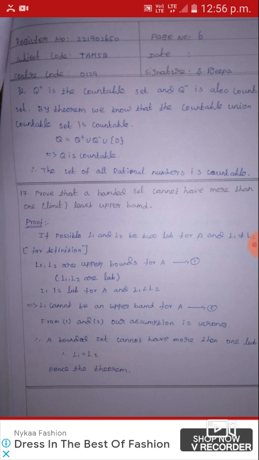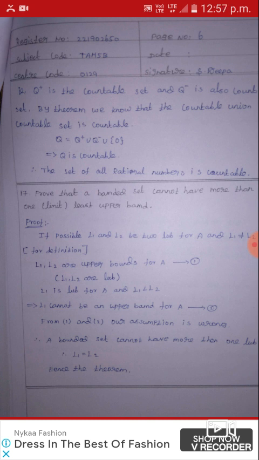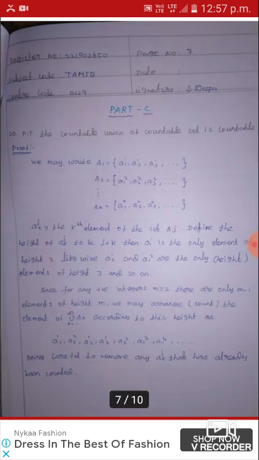If possible, let L1 and L2 be LUBs of A, L1 not equal to L2. Then if L1 and L2 are upper bounds of A, and both are LUB, L1 cannot be an upper bound of A. From 1 and 2, our assumption is wrong. A bounded set cannot have more than one LUB, that is L1 equals L2.